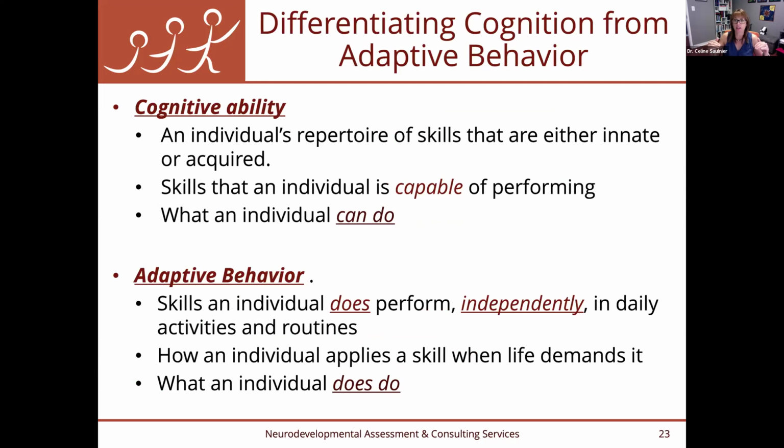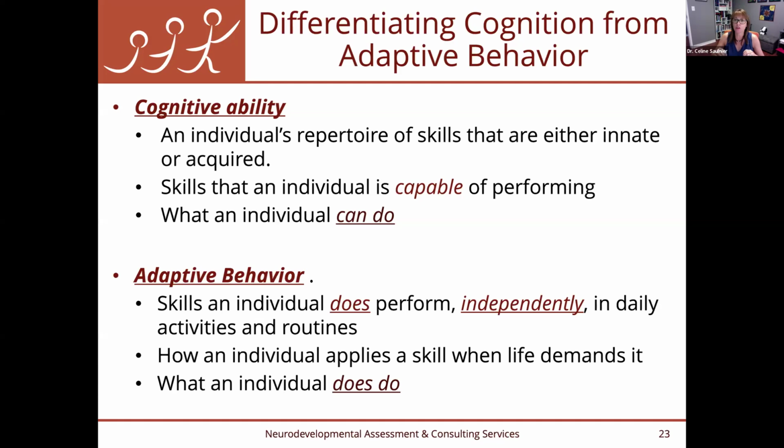When we're differentiating cognition from adaptive behavior, think of cognition or intellectual ability as capacity. These are the skills that an individual has the capacity to perform. Adaptive behavior is, does the individual actually perform that skill when life demands it? These are everyday practical skills. A lot of neurotypical individuals, if they have the cognitive capacity, they usually apply the skill. So your intellectual abilities and your adaptive behavior are usually on par with one another. However, in autism, this is not the case.